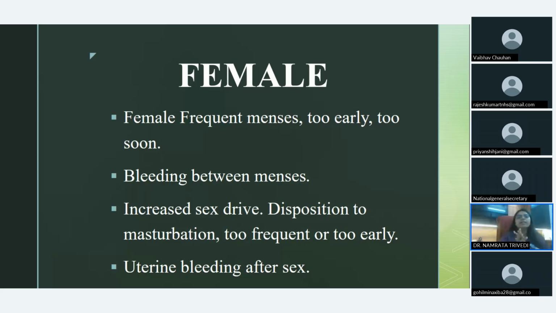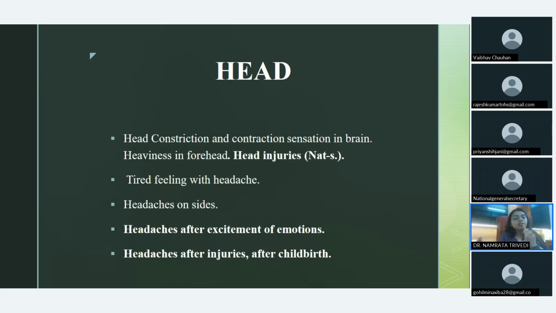Now the head. Carcinosin can also be given in head injuries, like we can give natrum sulph. There is a constricting feeling in the head, contraction sensation in the brain, heaviness in the forehead, and head injuries. Tired feeling with headache on one side. Headache can also be seen on alternating sides, like one time headache on the right side and another time headache on the left side. Headache with alternating sides.